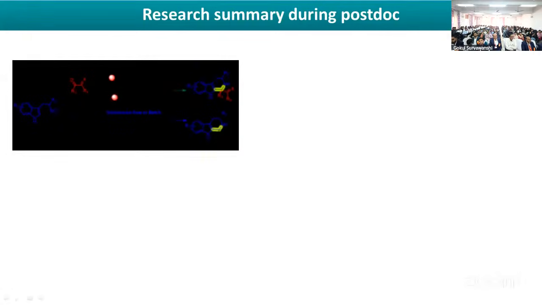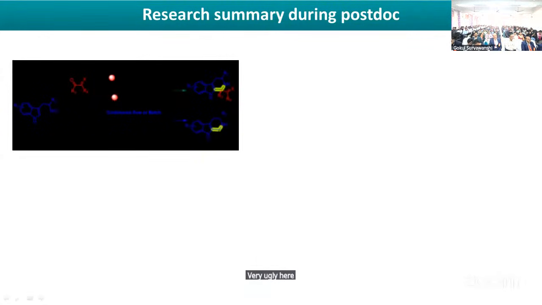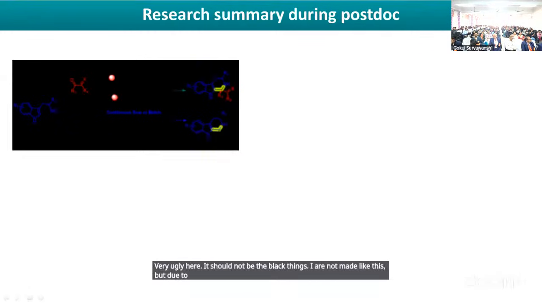So sorry for this slide. I made it differently, but this looks very ugly here. It should not have the black things. I did not make it like this, but due to some technical issues, it's showing like this.